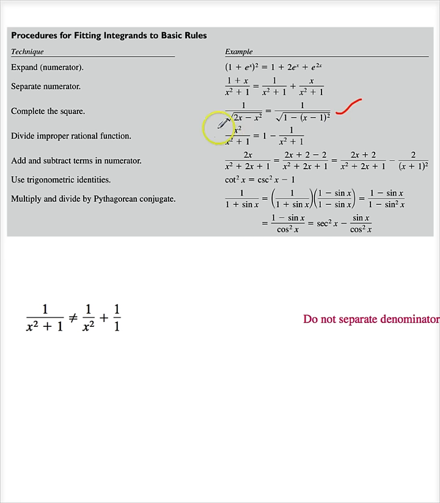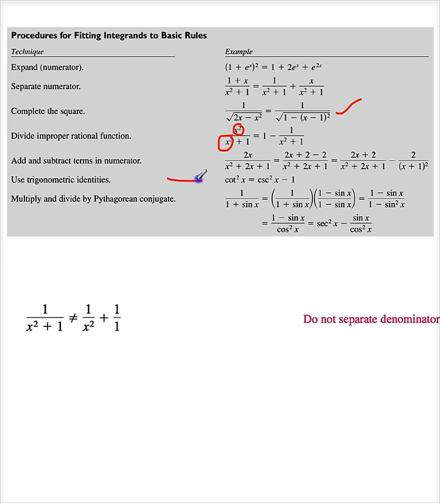You may need to divide out improper rational functions, and you're going to do this when the power of the numerator is greater than or equal to the power of the denominator. You may need to add or subtract terms in the numerator. You see, this will give you a u-to-u situation plus something you'll be able to write.